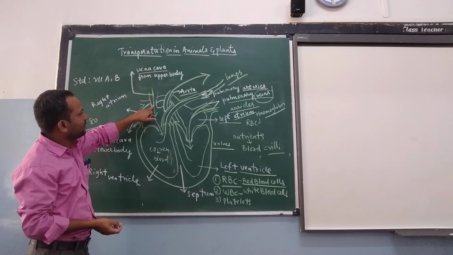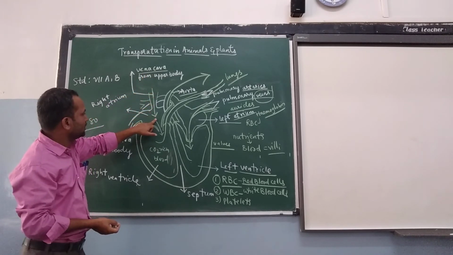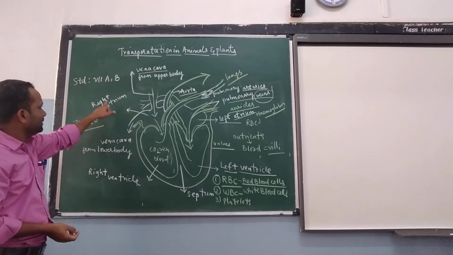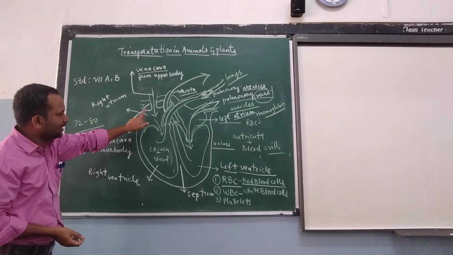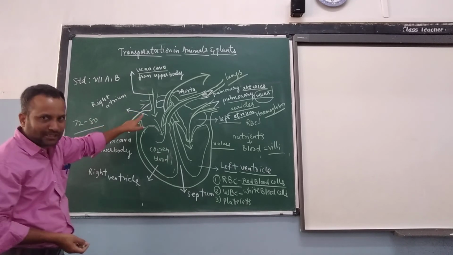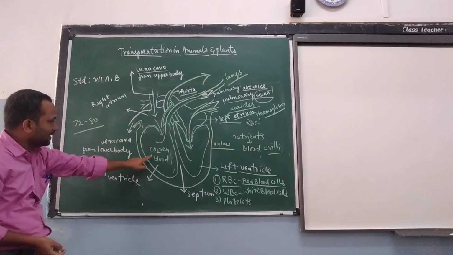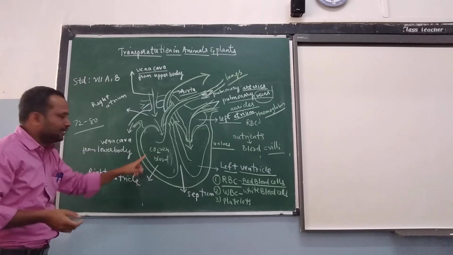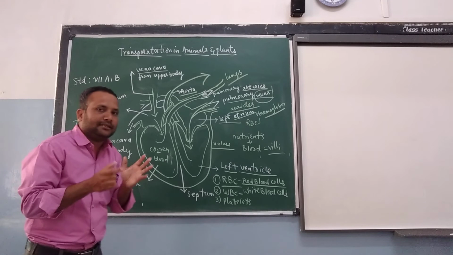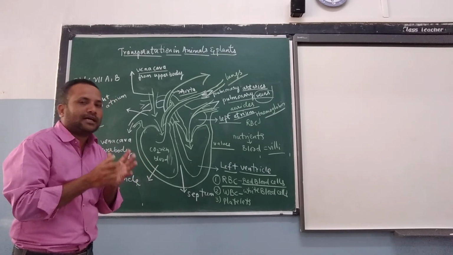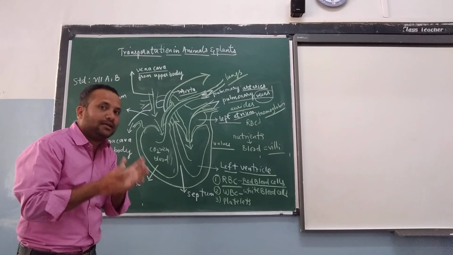This vena cava enters through the top part of our heart, the right auricle. From the right auricle, it is pushed down to the right ventricle. The right ventricle is the chamber which is going to store carbon dioxide rich blood.